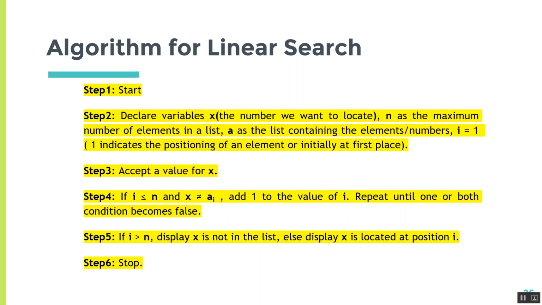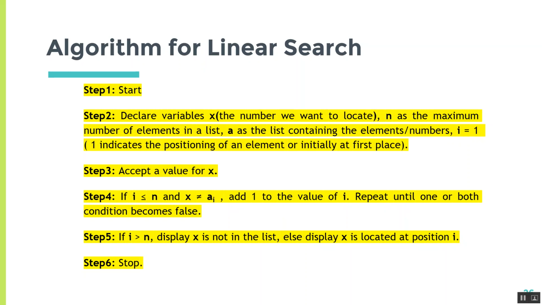Okay, so step 3, accept a value for x. We will assign a number for x. Remember that x is the number that we want to locate. From our previous example, that's 8. Step 4, if i is less than or equal to n and x is not equal to A sub i, add 1 to the value of i and repeat until one or both conditions become false.